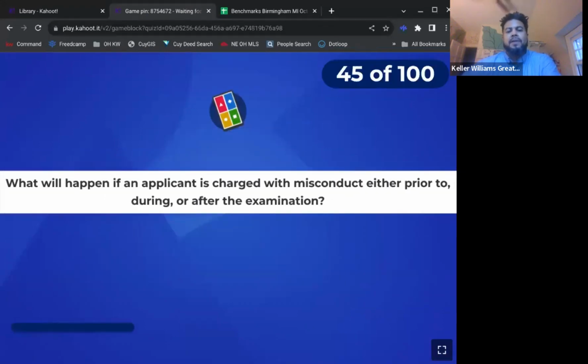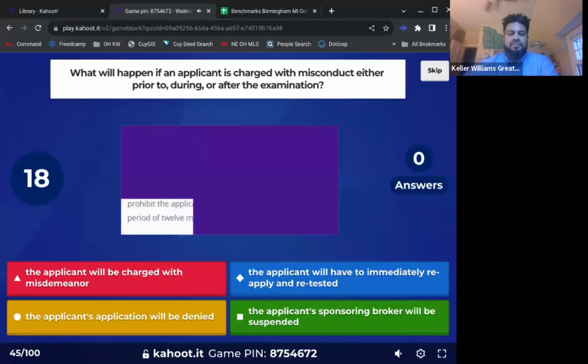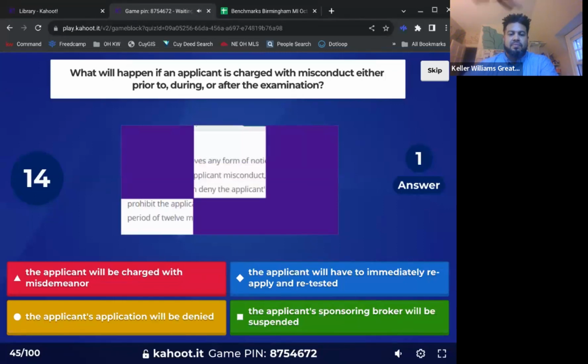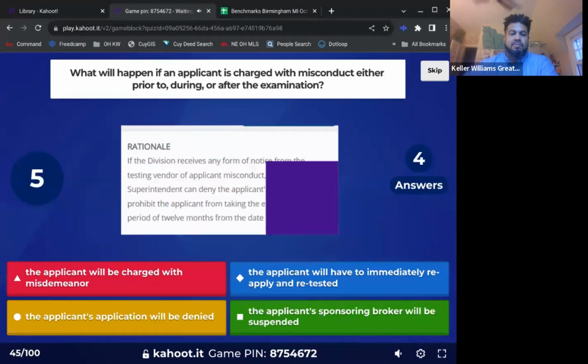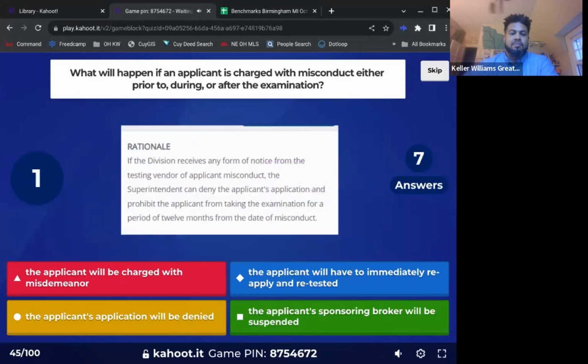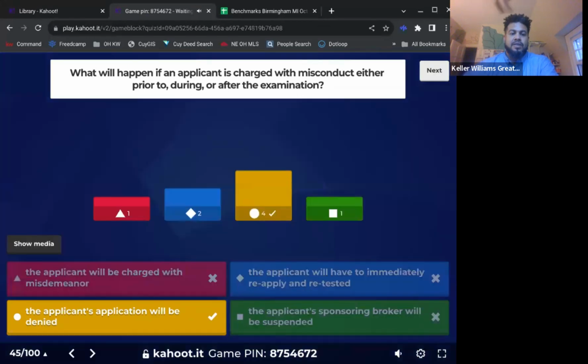What will happen if an applicant is charged with misconduct either prior to, during, or after the examination? Yep, they will be denied and they will not be able to reapply for 1 year.